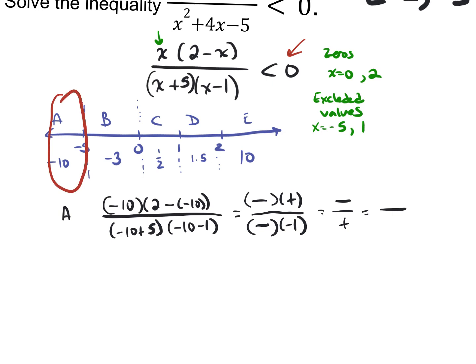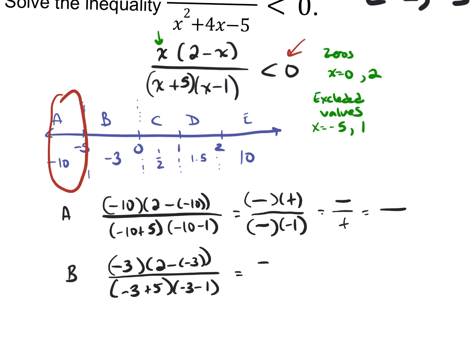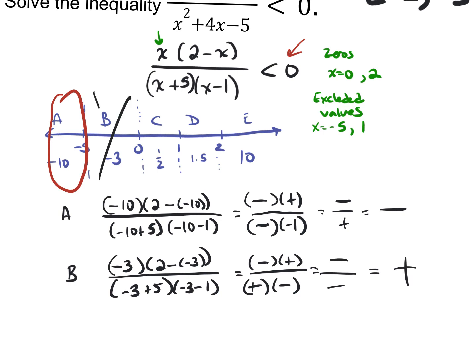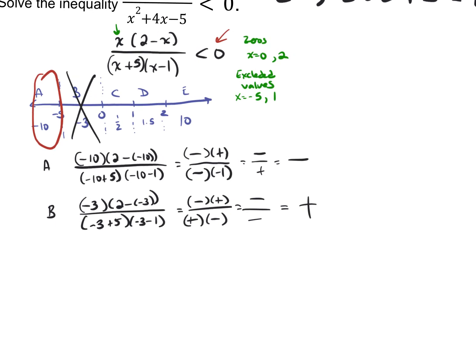So now we'll go to region B and do the same thing. We're going to plug in negative 3. So negative 3 times 2 minus negative 3 over negative 3 plus 5 over negative 3 minus 1. So that's a negative, a positive, because it's 2 minus negative 3, a positive on bottom, and then a negative on bottom. So we get a negative on top, a negative on bottom, which two negatives divided is a positive. We want negatives, so we do not want region B. So we'll just keep doing the same process.